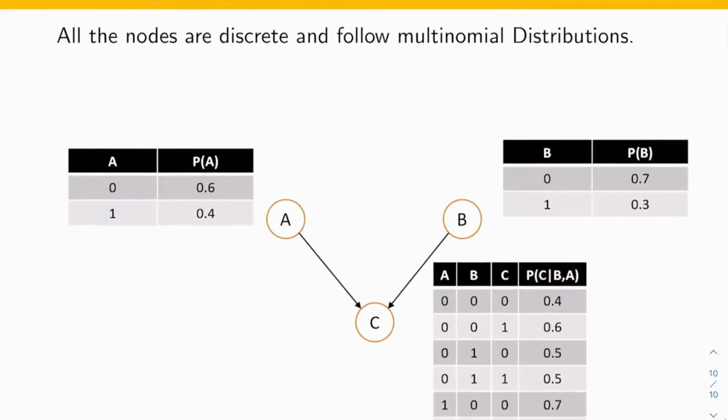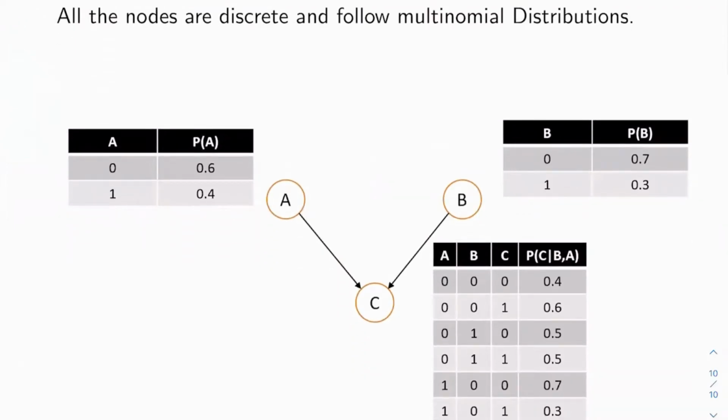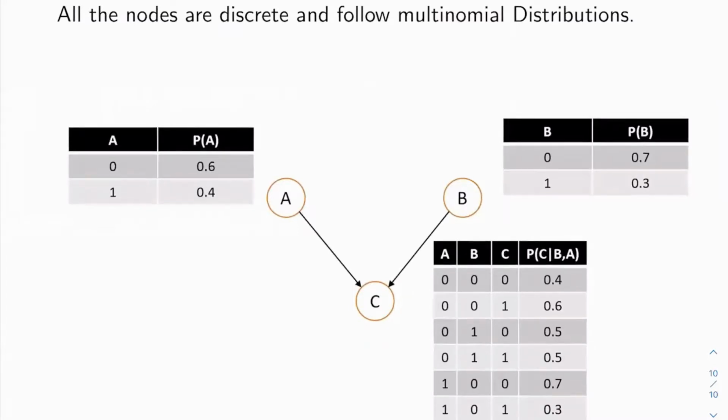What do you mean by discrete? So for example, A can be binary, it can take a value of 0 and 1. It could also be 1, 2, 3, 4, but here it's binary, 0 and 1, for example. This means the probability of A, that's what this table represents. The probability that A is equal to 0 is 0.6. The probability A is equal to 1 is 0.4. That's what the discrete representation means.